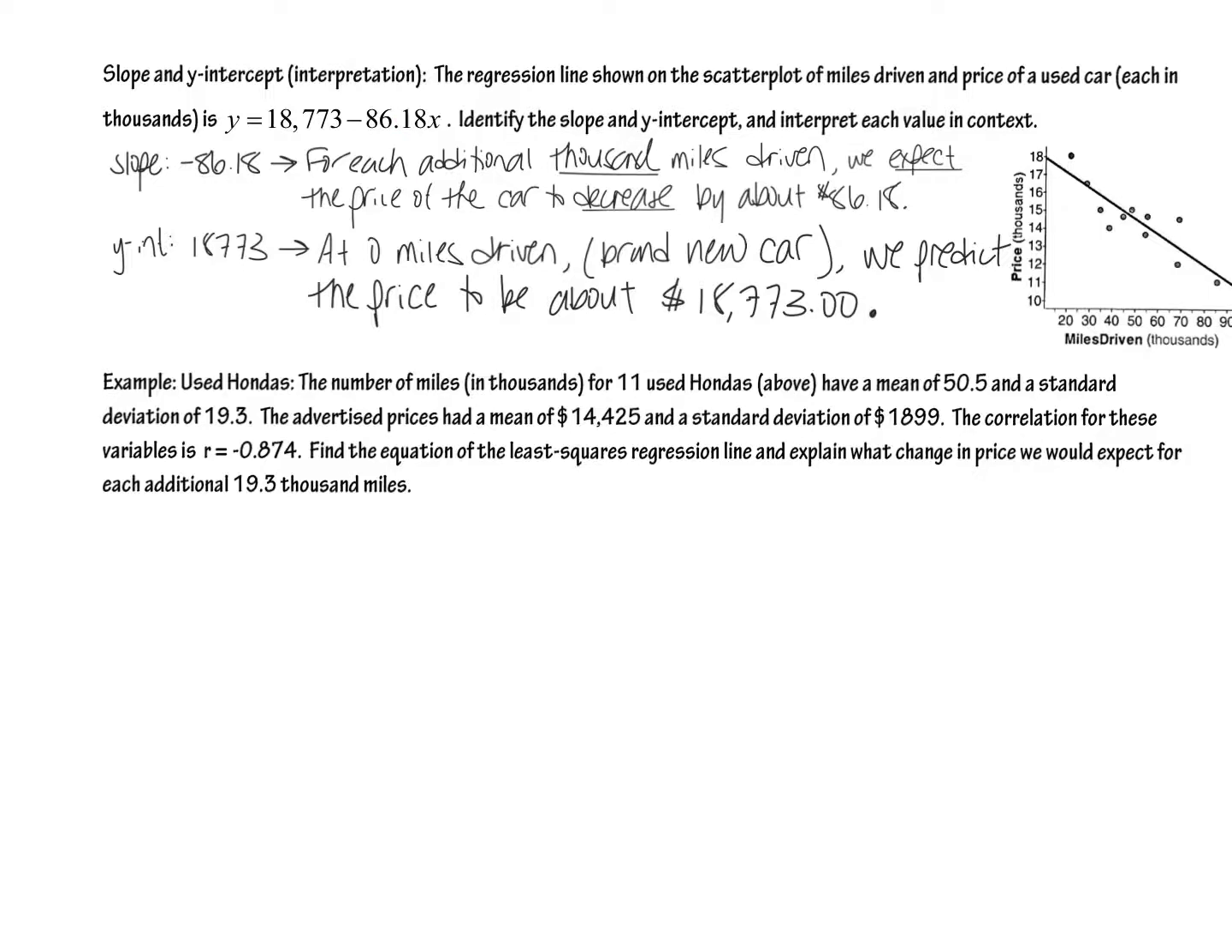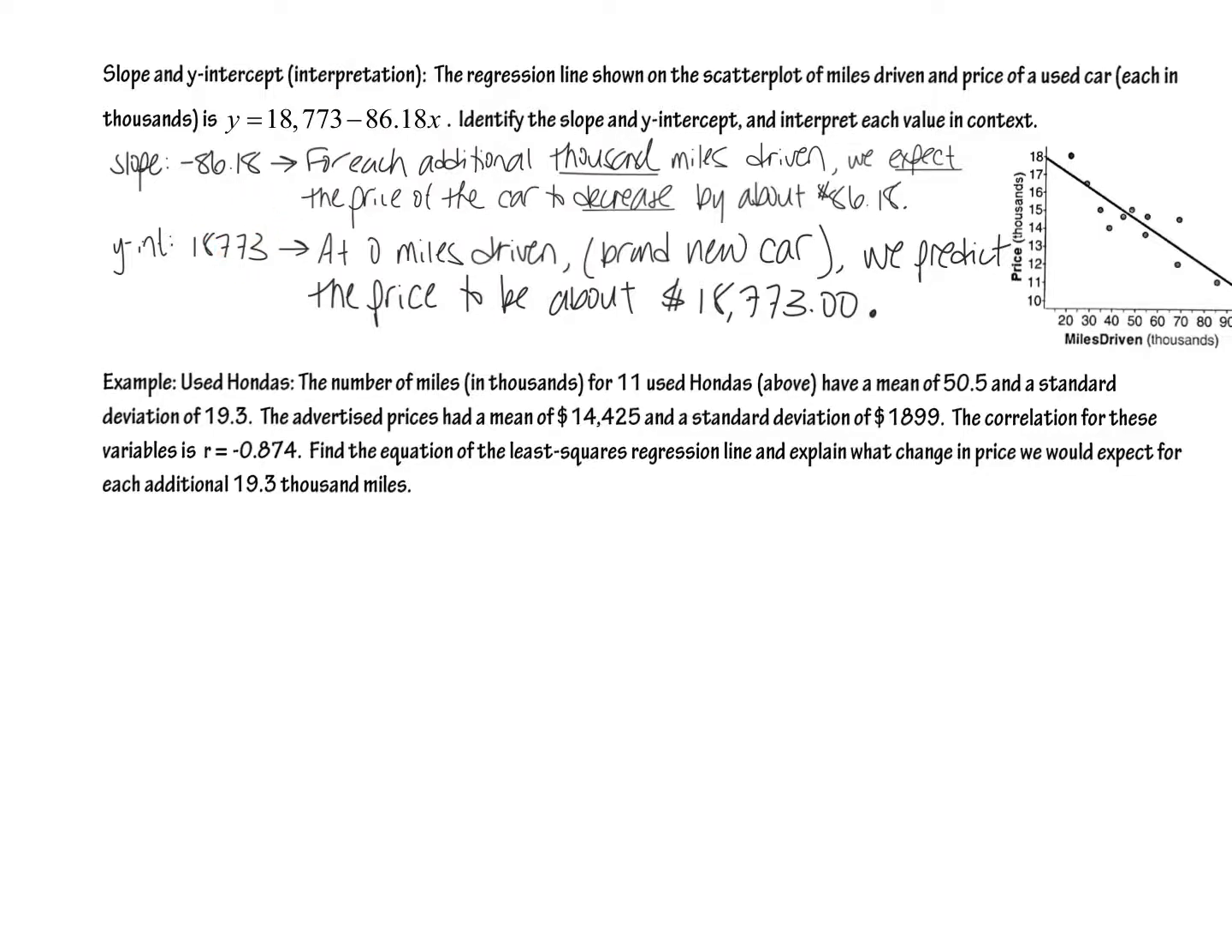For each additional, what are the x values? We expect, make sure you have that, whatever the y value is, what it represents. This word is increase or decrease, and then this is the actual amount. The y-intercept, same thing. What happens when you plug in 0 for x right here, it just wipes out this term altogether. So our y-intercept is this whole number right here, 18,773.